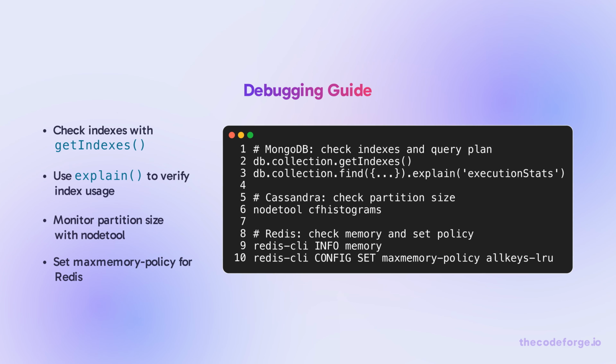Here are systematic recovery paths for common failure modes. For MongoDB, use getIndexes and explain to verify index usage. For Cassandra, use nodetool cfhistograms to check partition size. For Redis, monitor memory and set an eviction policy.